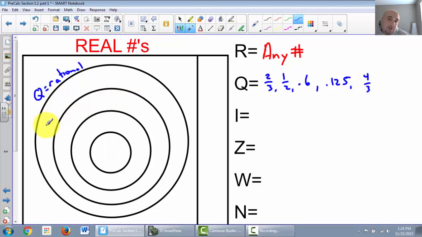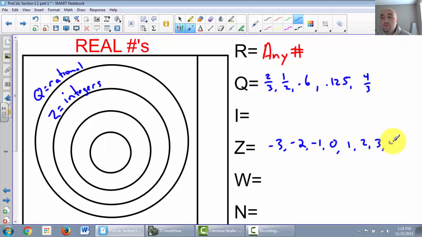The second circle is letter Z, and that stands for integers. Okay, why doesn't integers start with I? We already have something else that starts with I, so we're going to use Z for integers. And what are integers? Integers are all negative and positive whole numbers. So -3, -2, -1, includes 0, 1, 2. So all your counting numbers, but it includes negatives and positives. And you can put dots here, meaning that goes on forever both directions. Okay, so those are integers.